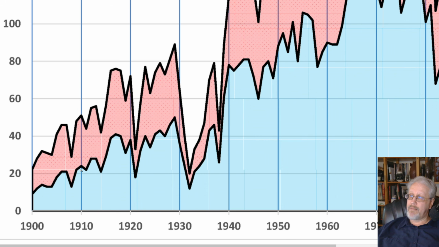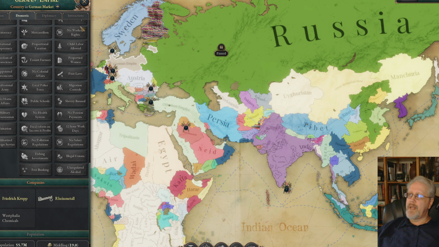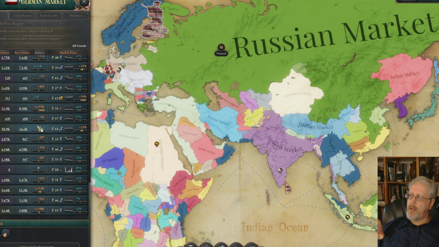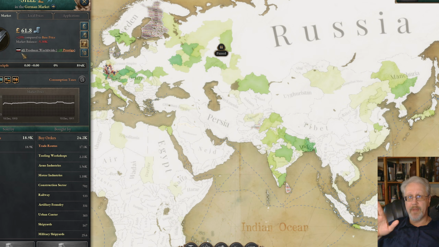1910, we're at 20 million, 22 million. We should be doubling that output at least in steel. Okay, in just those 10 years, I come back to Victoria 3, and I look at this German empire, look at the German market, look at its steel production. There it is, steel right there. You can't see it off the side, but that is a steel.